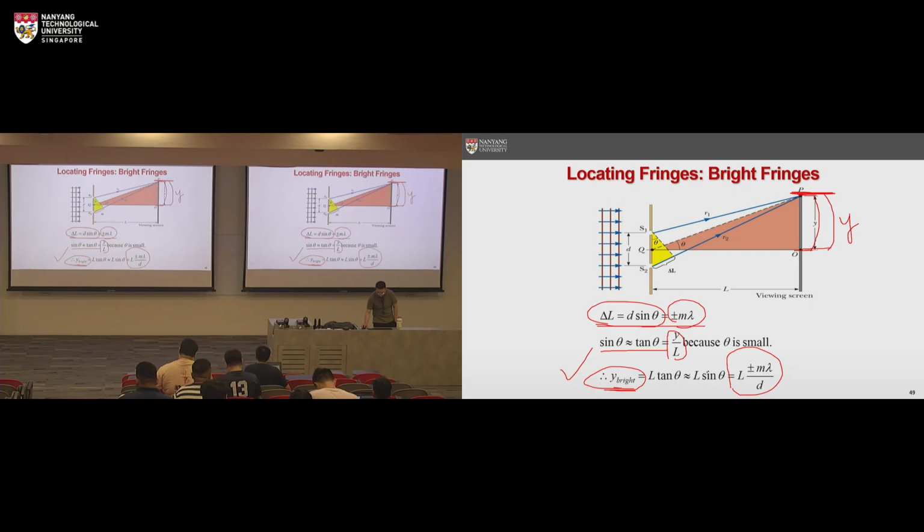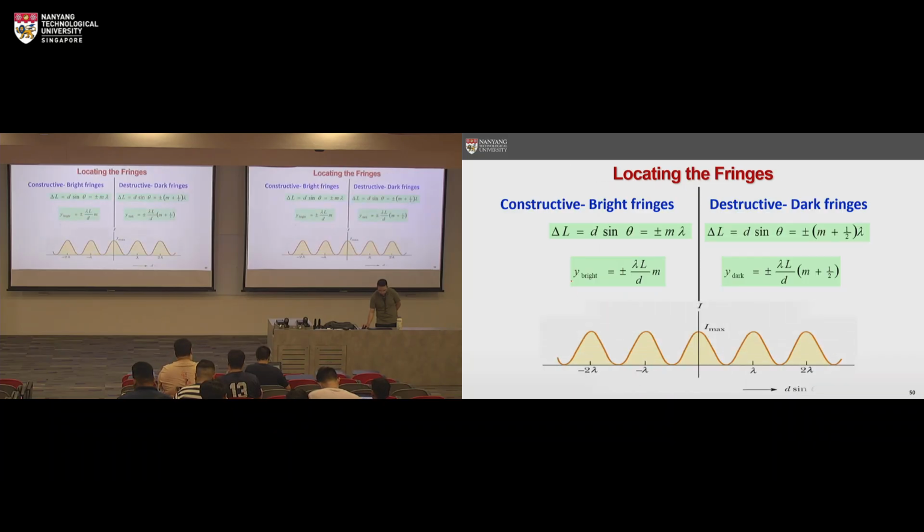If you are trying to find the bright fringe, y is L times m lambda over d. Here d is the distance between the slits, m is the order of the light, lambda is the wavelength of the light, and L is the distance to the screen. So this is the first order. If you're looking for the second order, then you put m as 2. If you put m as 3, then that will be your third order.